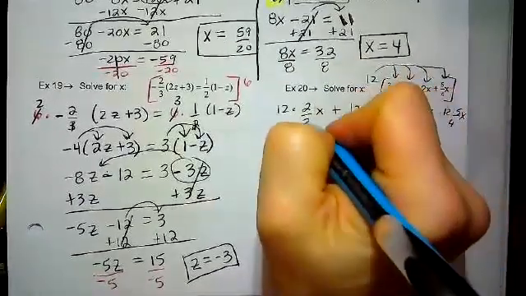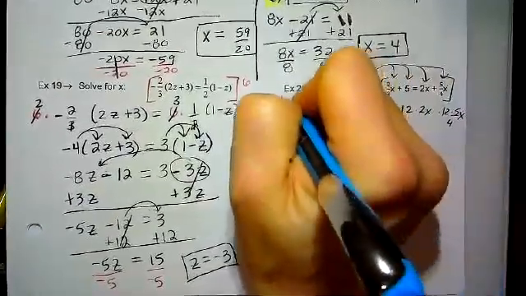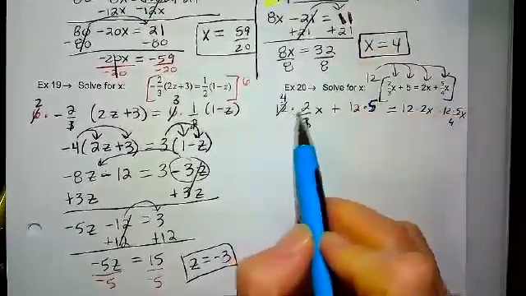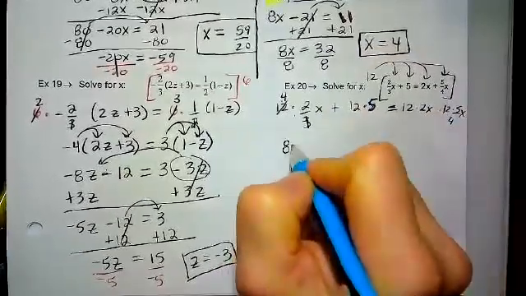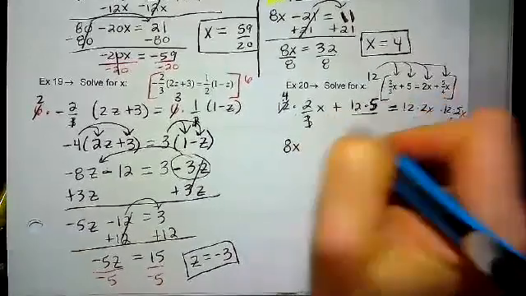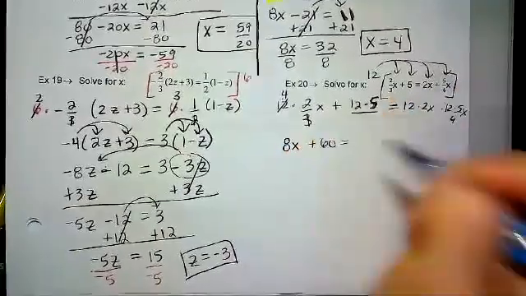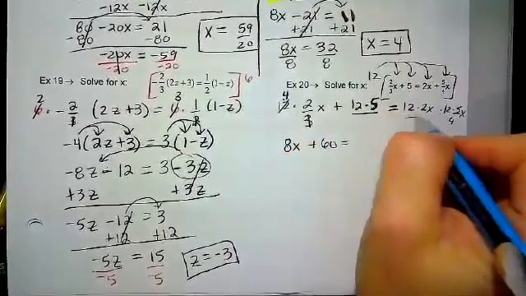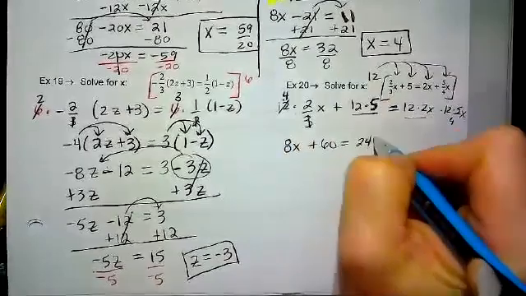Okay, so we can cross reduce. 3 goes into 3 one time, and 3 goes into 12 4 times. So we have 4 times 2x is 8x. And then if you take 12 times 5, you get 60. So that's what this is, positive 60 equals 12 times 2x, which is 24x.